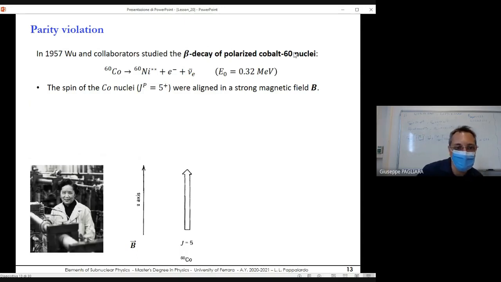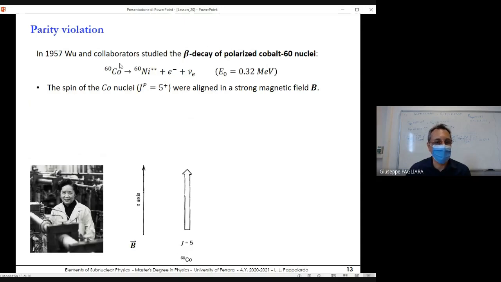So the idea of Wu was to study the beta decay of polarized cobalt-60 nuclei. And the decay is written here. So we have cobalt nuclei that decay into excited nickel nuclei plus electron and neutrino. And let me also remark that the energy value in this decay is rather small. It's only 0.3 MeV.